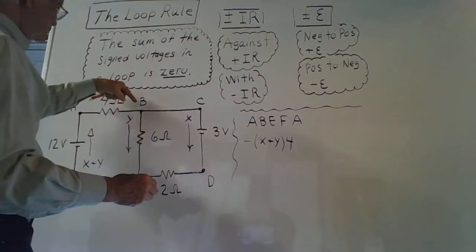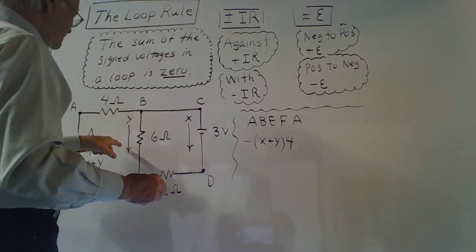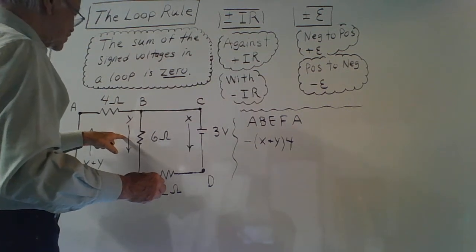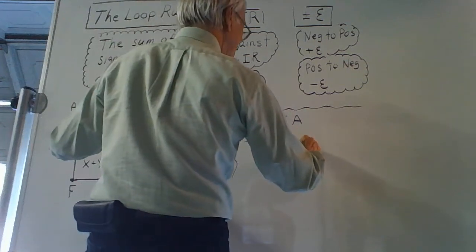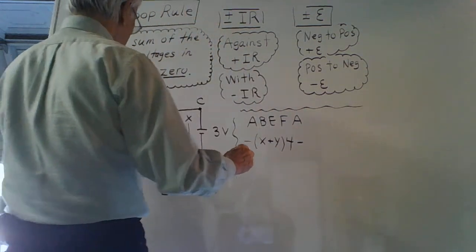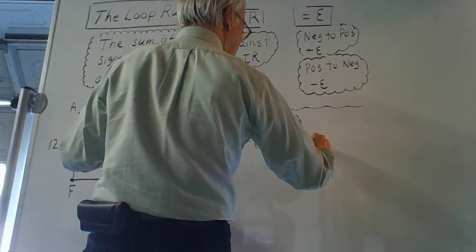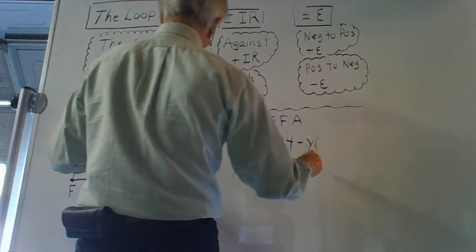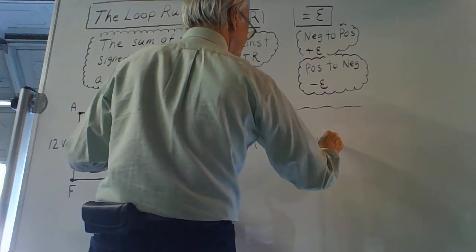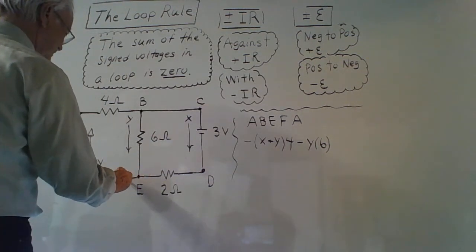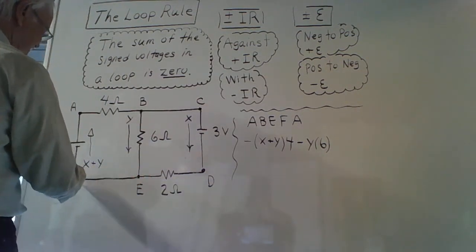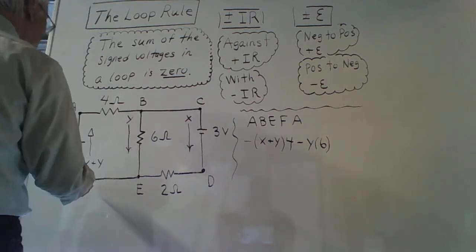Now we go from B to E in the same direction as the Y current arrow, so it's with the arrow, so it's a negative I times R, it's a negative Y, times 6. And that takes us to point E. Nothing is between point E and F. No harm done along that path.